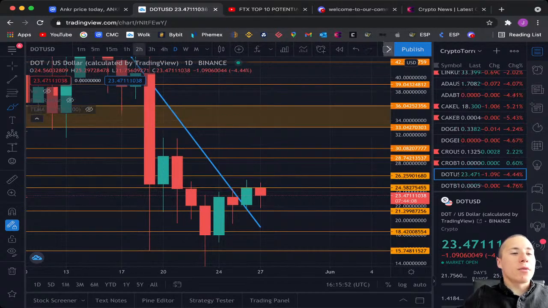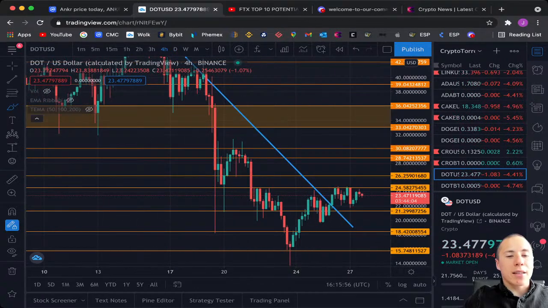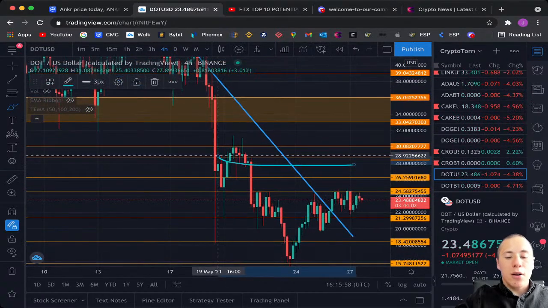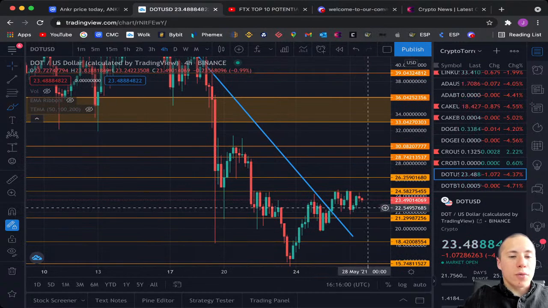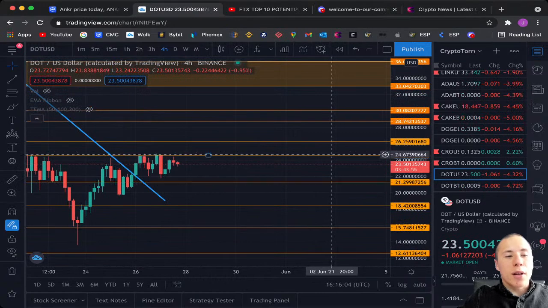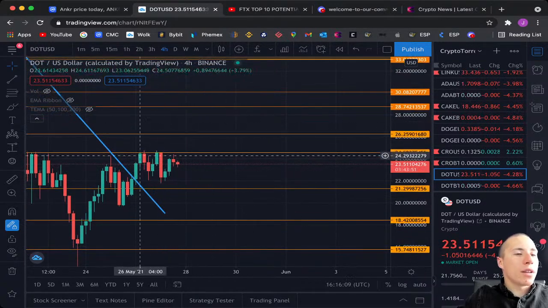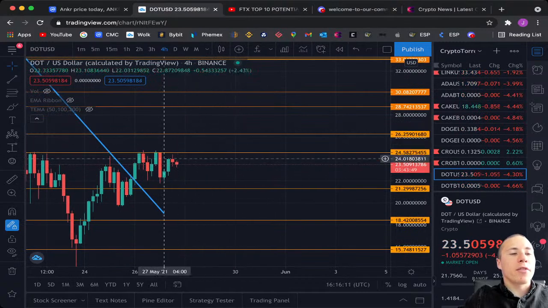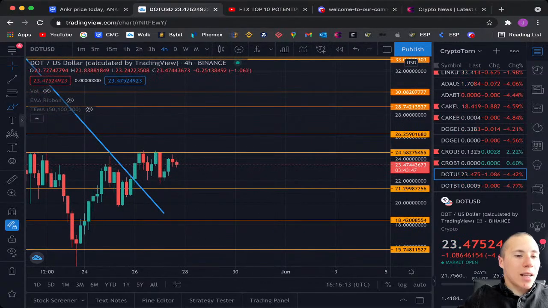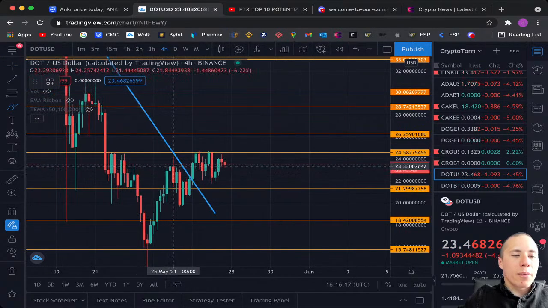And I will be heading towards the 4-hourly chart to take a look if any type of pattern is playing itself out. So we are seeing over here on the Polkadot chart, we are currently in between the $21 and $24. We are currently trading actually underneath the $24.58 resistance level, and I personally think this is a level of major resistance.